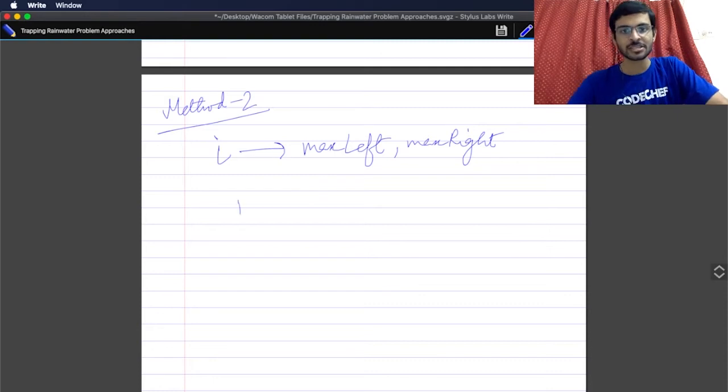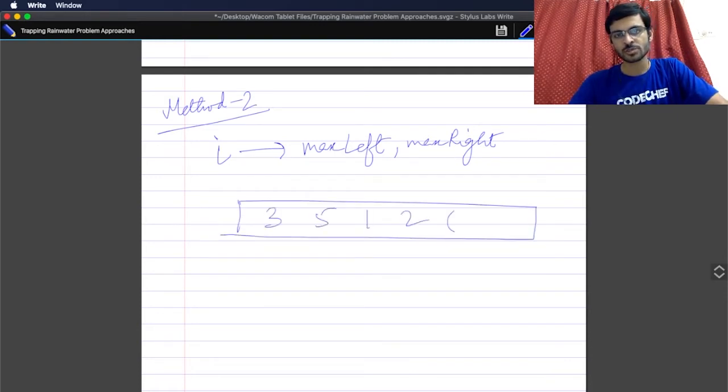Suppose this is your array: 3, 5, 1, 2, 6, 4. What is the max left up to here? Up to here we know the max left is 3. This is the maximum value. Up to here, what is the max? It is 5. Up to here, what is the max? It is again 5. How did we do it?